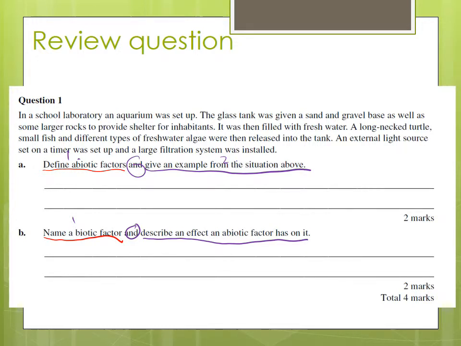So this question in total is worth 4 marks. So you should be looking to spend about 4 minutes on that. What I want you to do is pause the video, spend 4 minutes answering this question, come and show me your answer, and I will let you know what areas you need to look at to improve it.